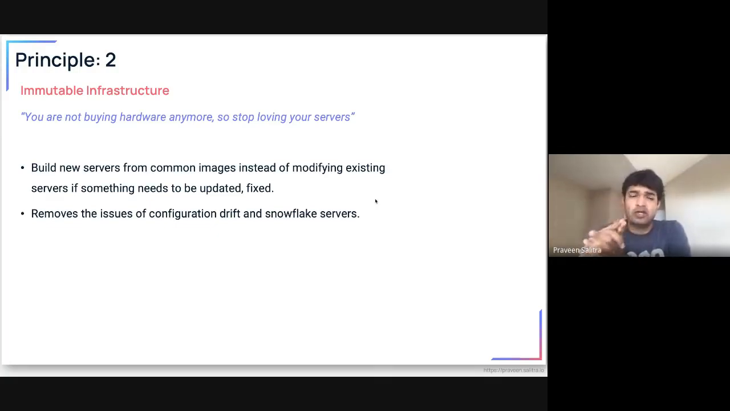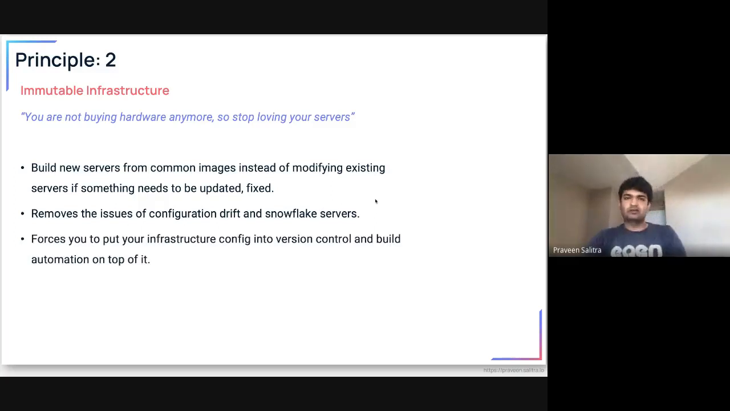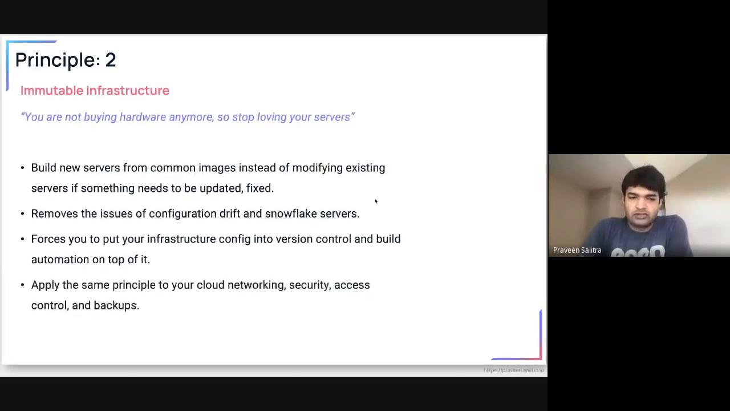The whole concept here is that you have to have your infrastructure config in version control. Otherwise, you can't do this, because you don't want to take down your environment for a minute in some cases, or maybe an hour in some cases. So of course, that's an important thing. If you want to follow this concept, it will force you to put your infrastructure config into Git or one of the Git providers. And then, of course, build automation on top of it.